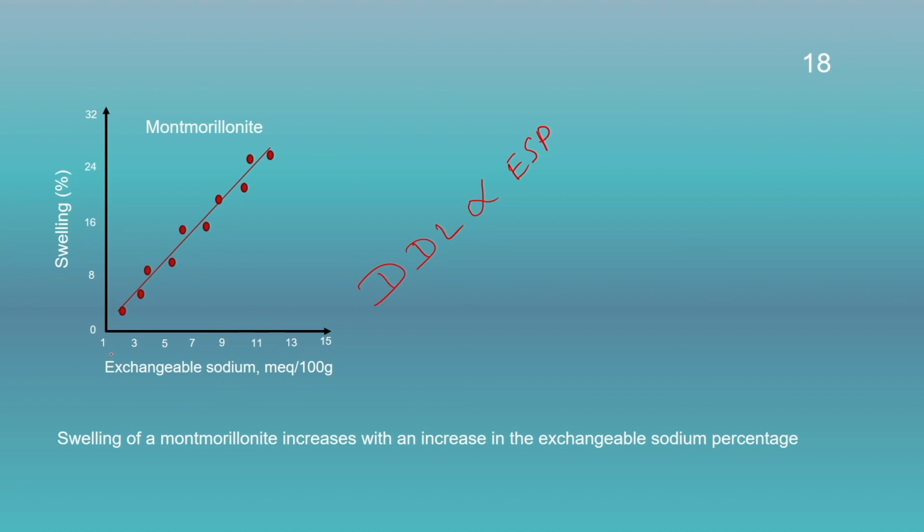So, if we plot a relationship between the swelling and the exchangeable sodium percentage for montmorillonite, we can see that with increase in the exchangeable sodium percentage, the swelling of the soil is increasing. This increase in the swelling due to increase in the exchangeable sodium percentage is due to the higher value of the diffuse double layer thickness.